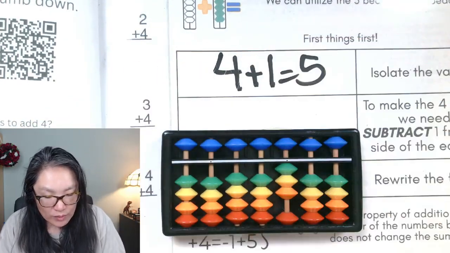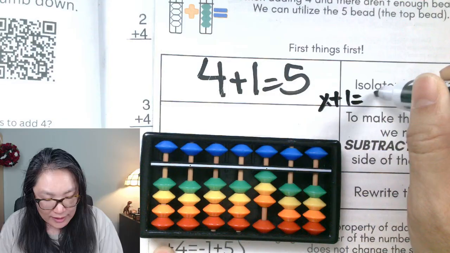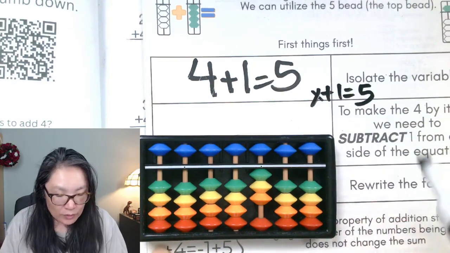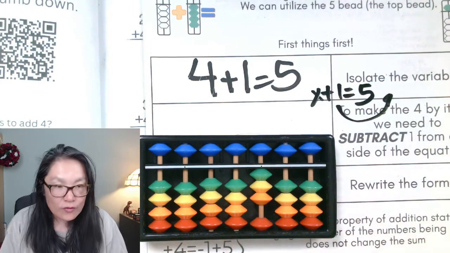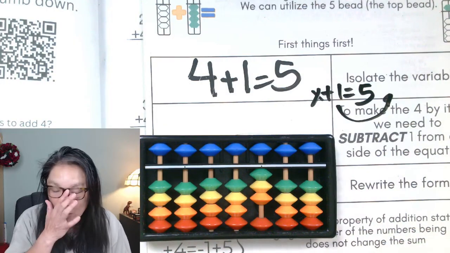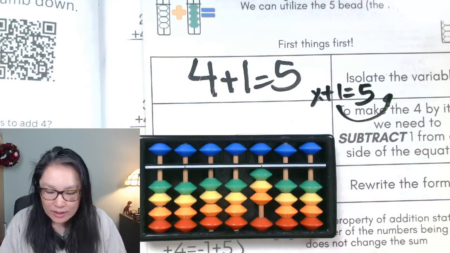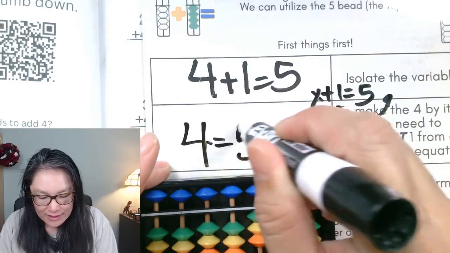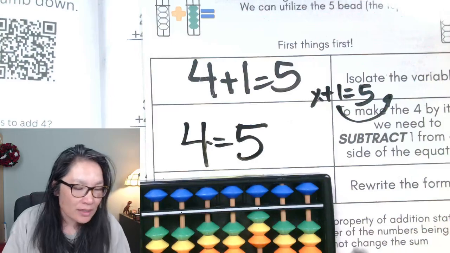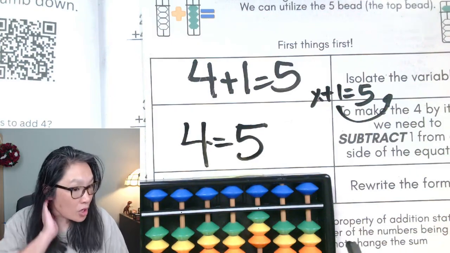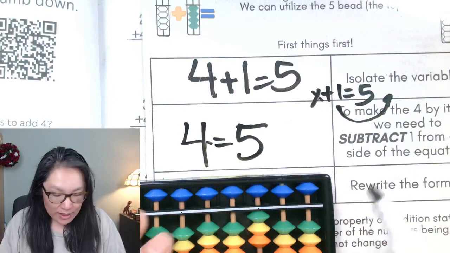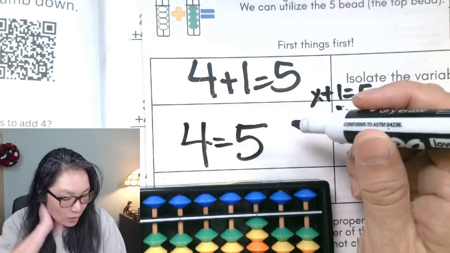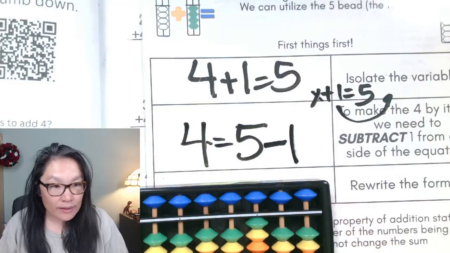This is where we have to do a little, it's going to look like this, right? To isolate the variable, I want to move the 1 to the other side of the equation. When I move the 1 to the other side of the equation, 4 is equal to 5. This is not a balanced equation. So what we're going to do is, thank you, Panther, we're going to minus the 1.